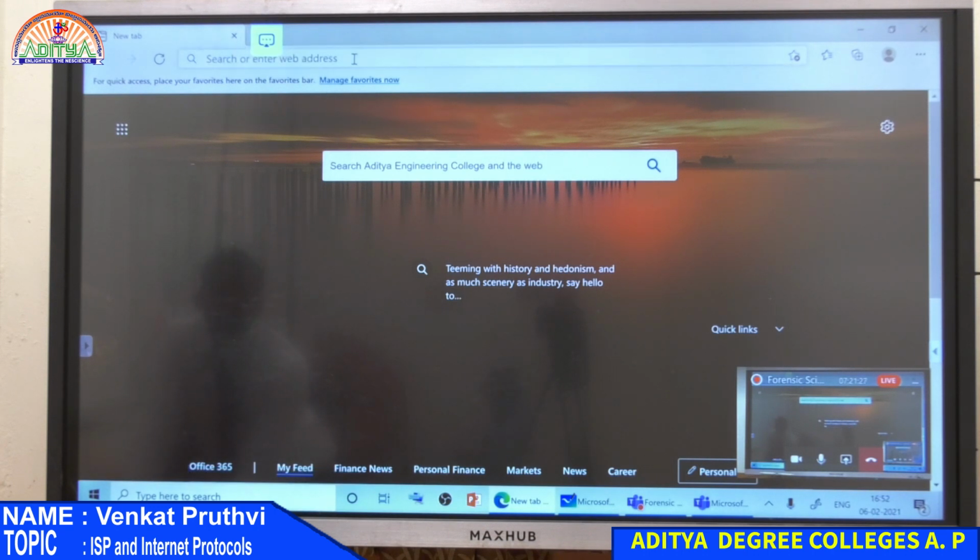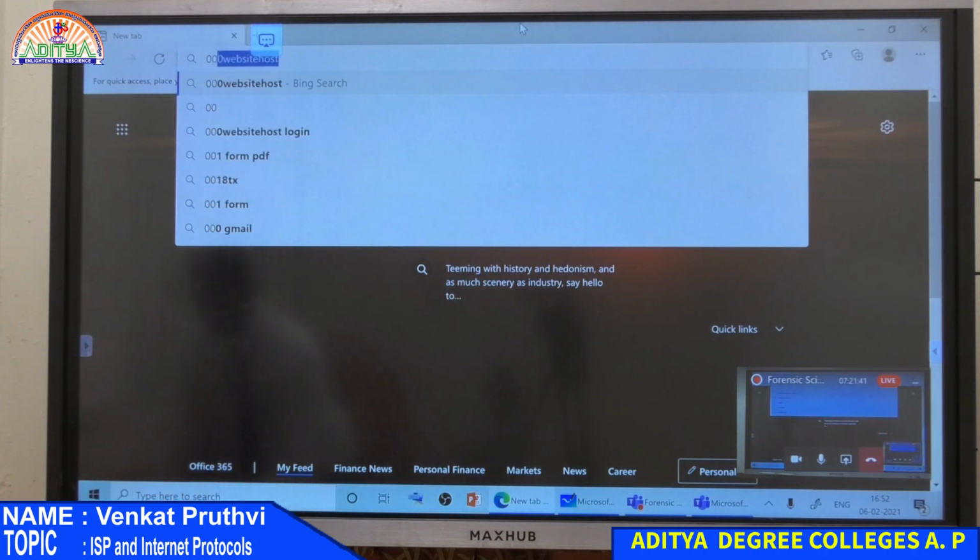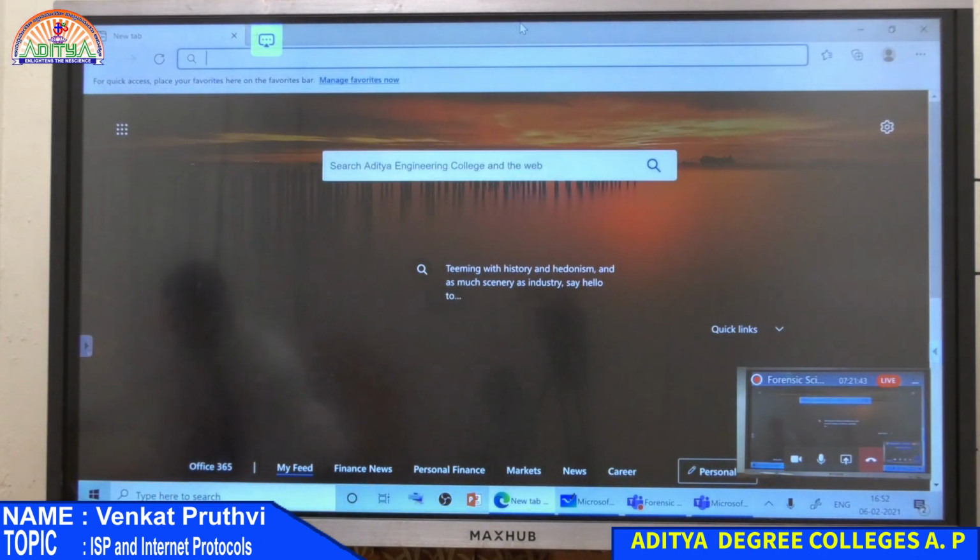Initially this is where I will be searching for my website address. Search or enter web address is mentioned here. This is where I will type my URL. What is the URL? That is www.google.com or whatever is the address that you want to type.